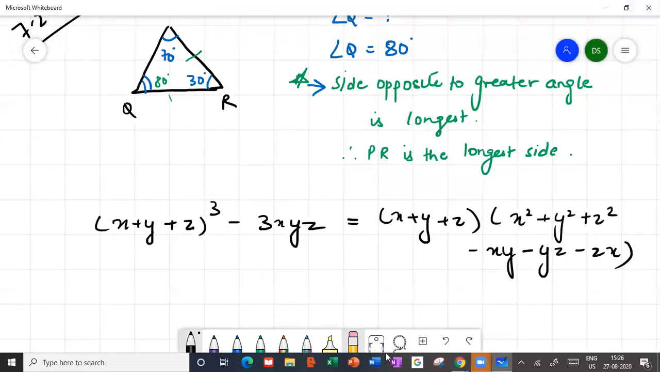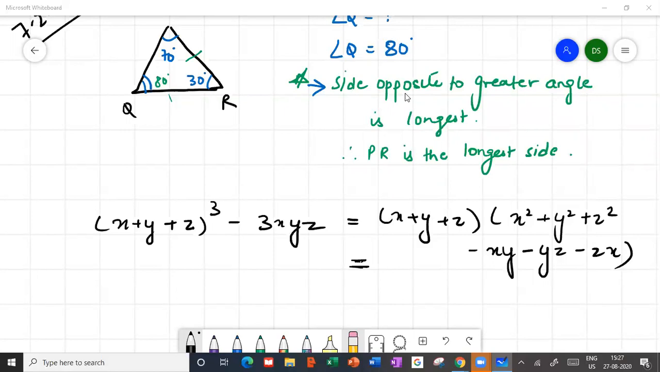Work with the, oh, sorry, work with the RHS. So what will you do? x plus y plus z into x square plus y square. Okay. So to get the half, what can you do if you want to introduce a half in this equation? Ma'am, we can take x plus y whole square.